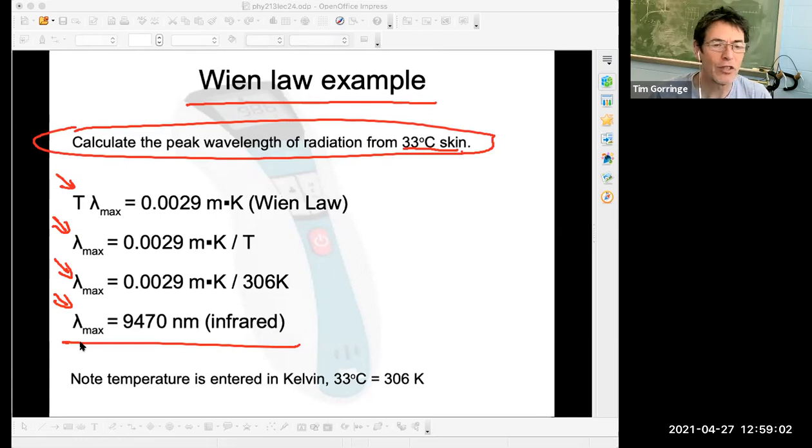So that's how night vision cameras will spot me running through the forest away from the police or whatever it is. It's the infrared glow that I'm giving off, and it's peaked at 9,500 nanometers roughly. And that's the Wien law.